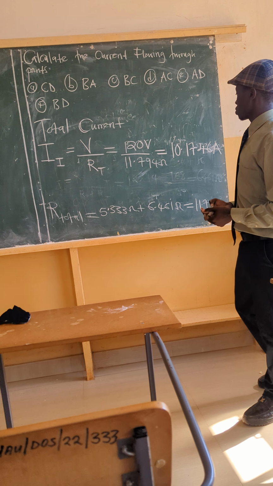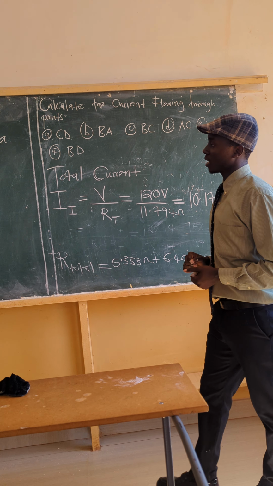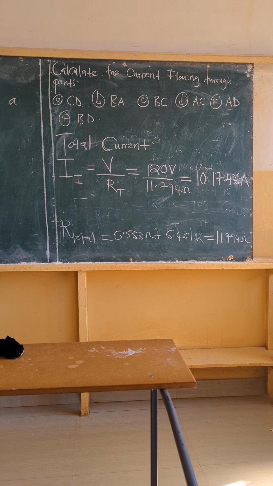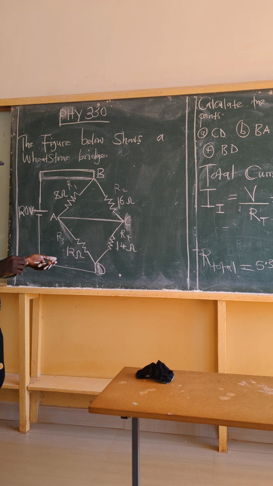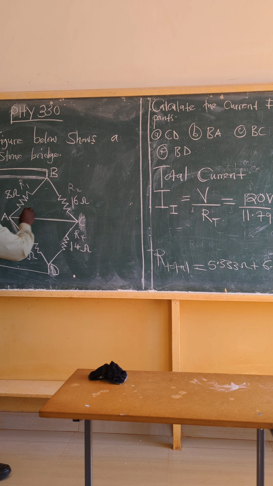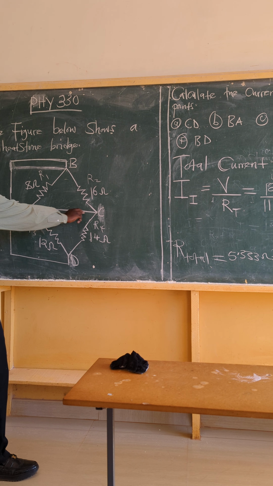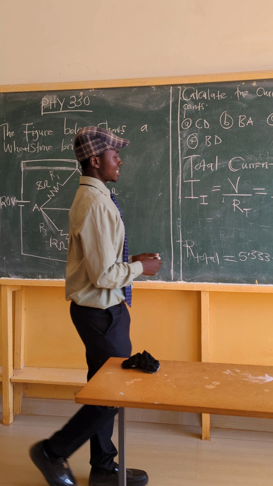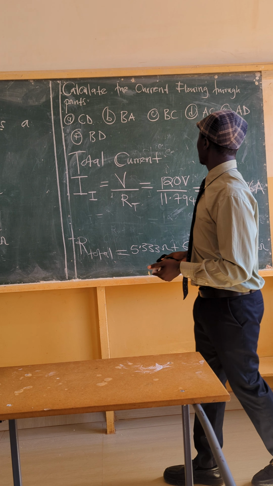Since we have the total current, we can proceed. This total current is the current of this circuit, the Wheatstone bridge. But now they want us to find the current flowing at this point, BA, BC, AD, and CD. Since this is unbalanced, the current at this branch will flow. So now let us understand how we can calculate the current at each branch.